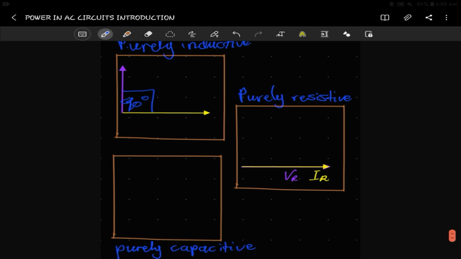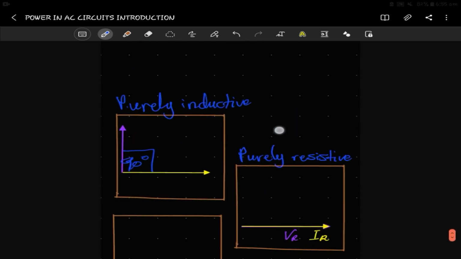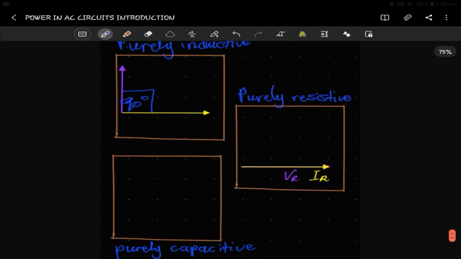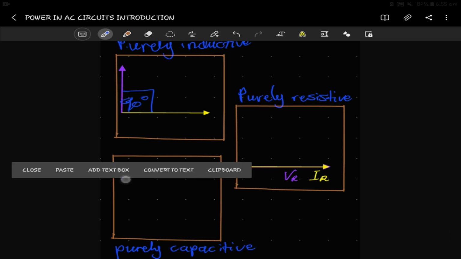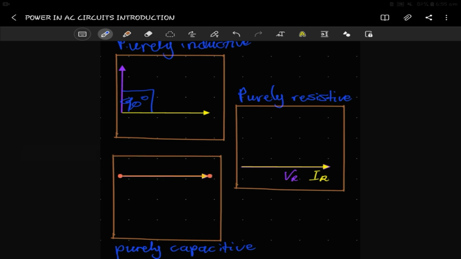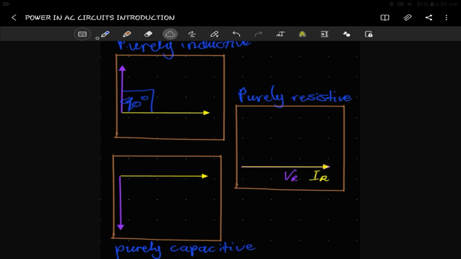And then when we have a circuit where it is purely capacitive, right? Purely capacitive means that there's only a capacitor. The only thing in the circuit is a capacitor, right? What we saw was that the current leads the voltage by 90 degrees.